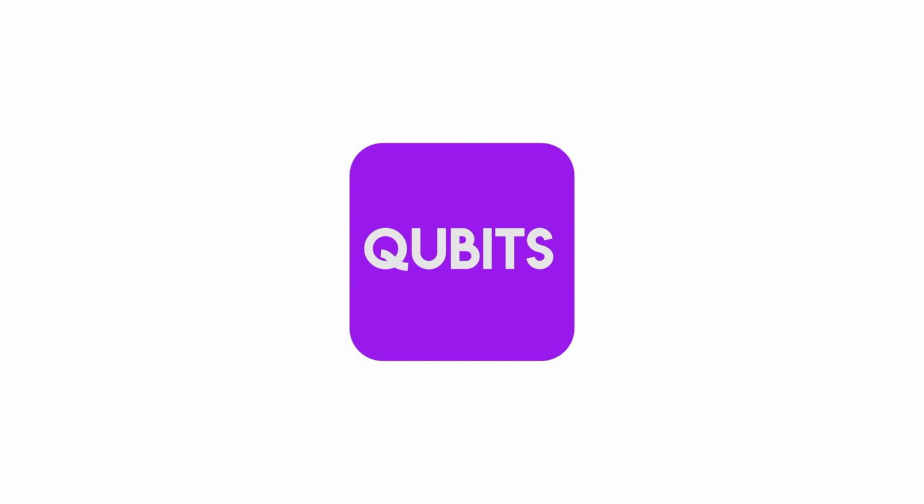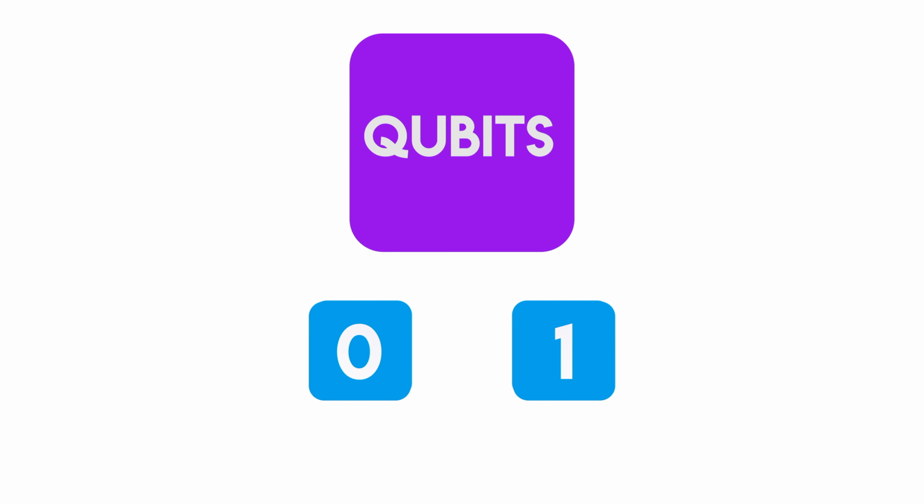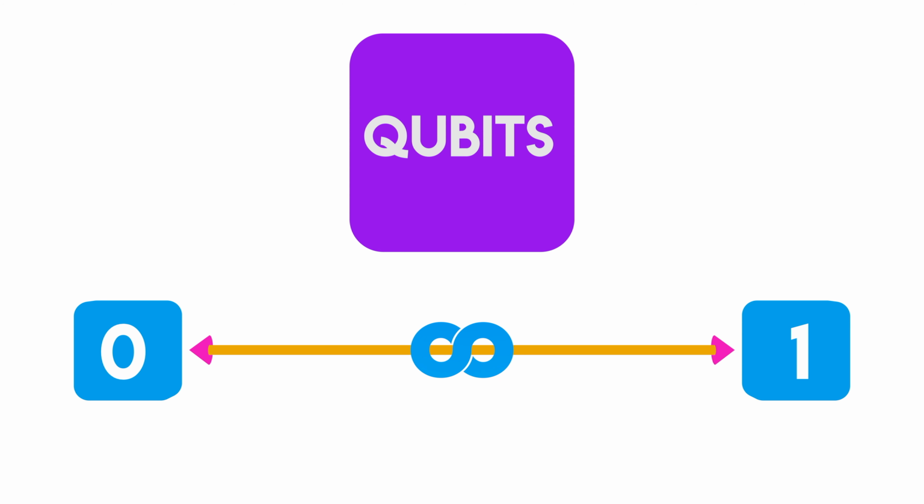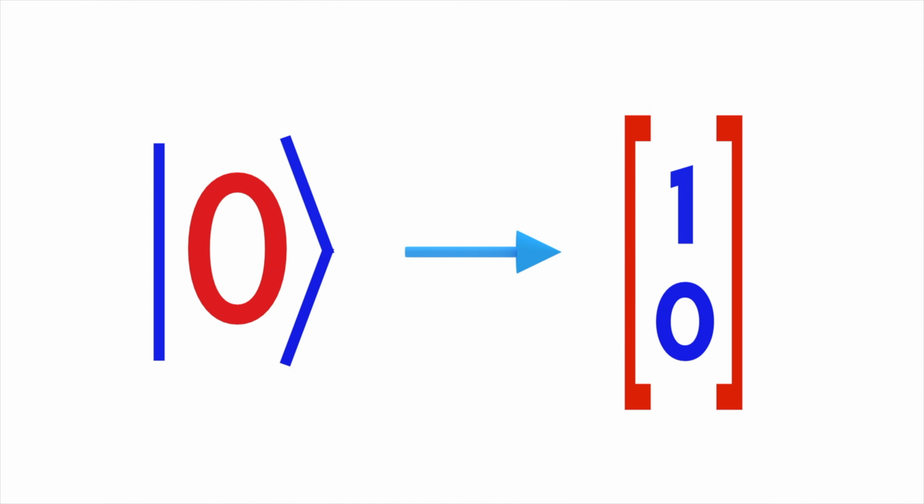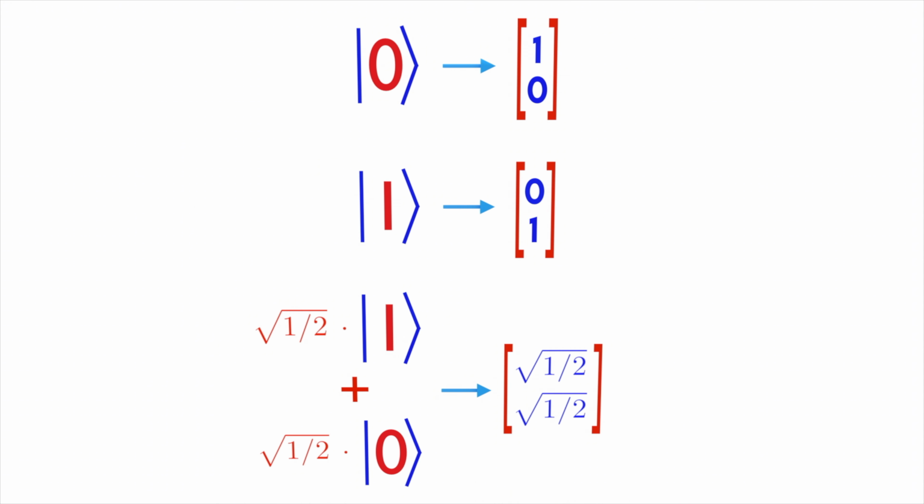The fundamental unit of a classical computer is a bit. Bits have two states, 0 and 1. Quantum computers, on the other hand, use qubits, which can be a 0 or a 1, but can also be infinitely many states between 0 and 1, with a chance of being 0 and a chance of being 1. We can represent a qubit with numbers. This is state 0, this is state 1, and this is a superposition.